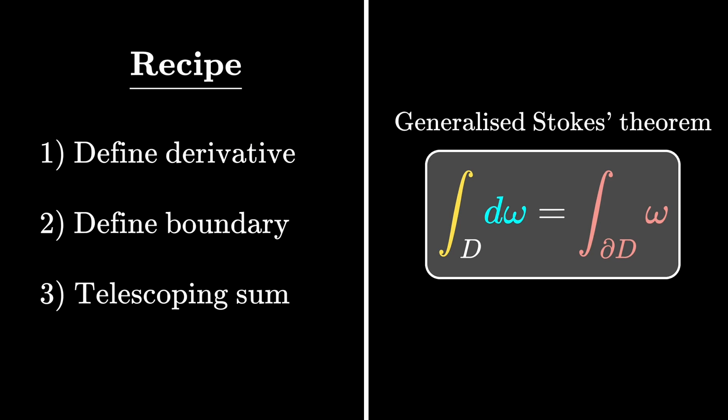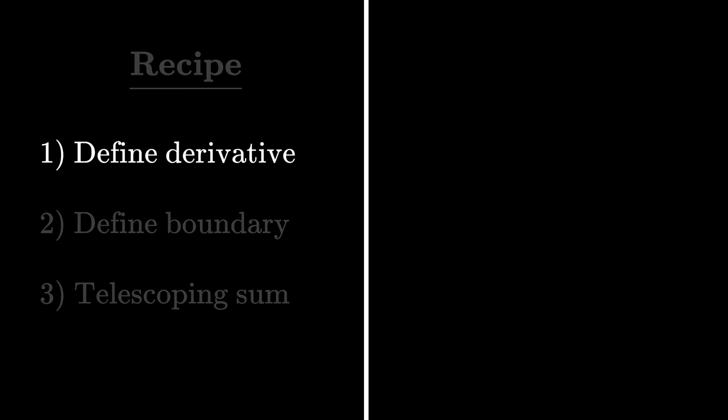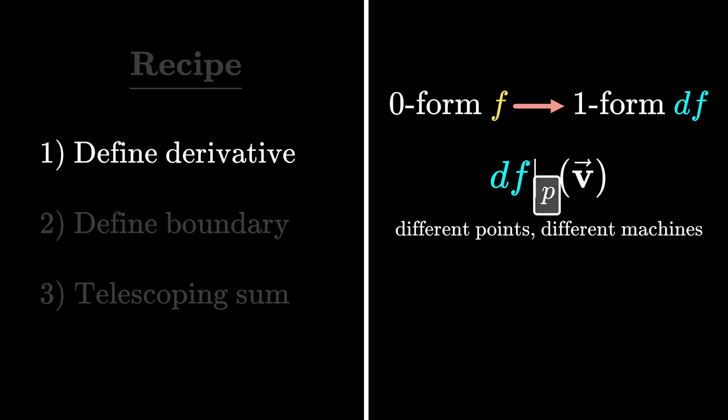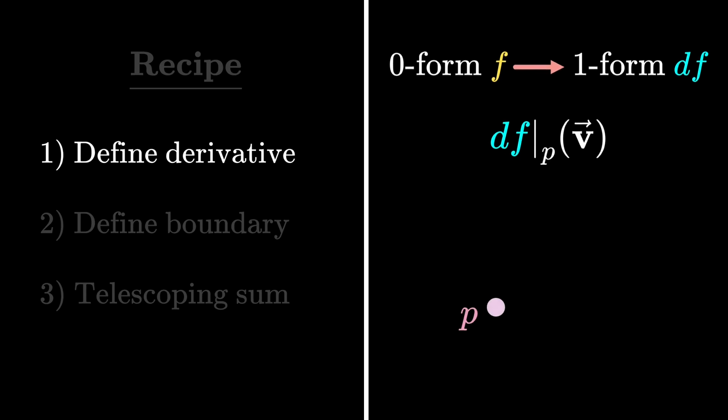First, we define a kind of derivative of a differential form known as the exterior derivative. Let's start with a zero form f, which is just a function. Its derivative is going to be a one form, which means it should take in one vector as input, with this p reminding us that machines at different points are different. A pretty natural definition of df acting on v is the derivative of f along the vector v.